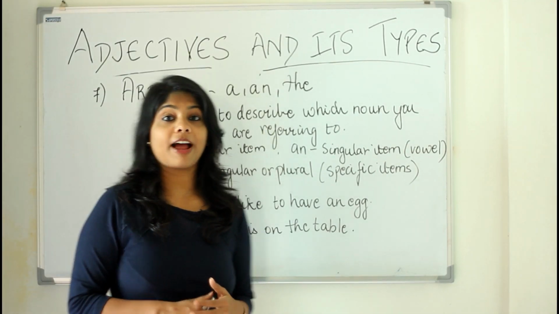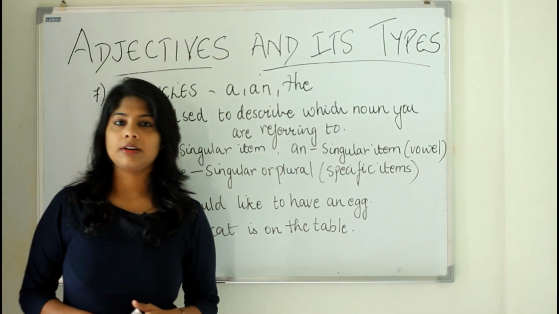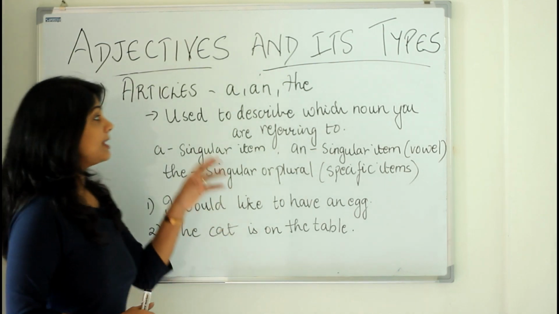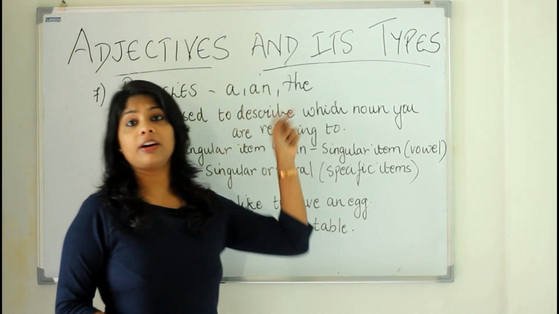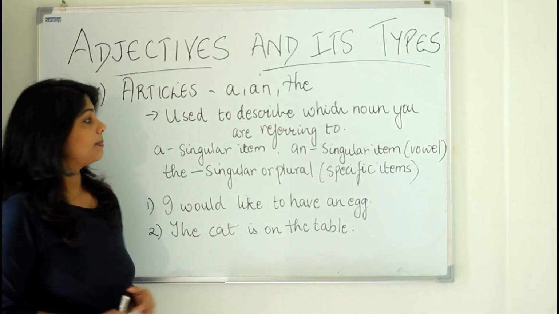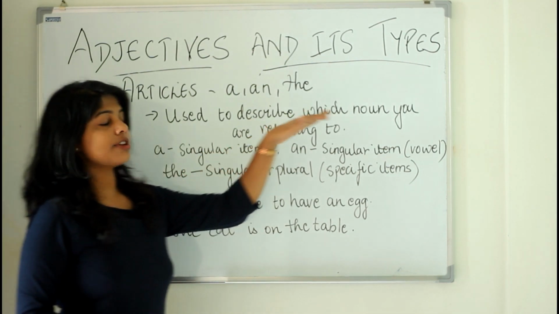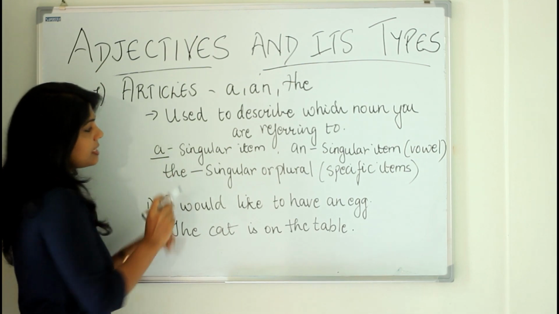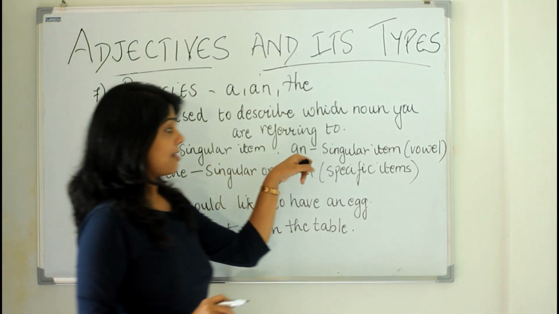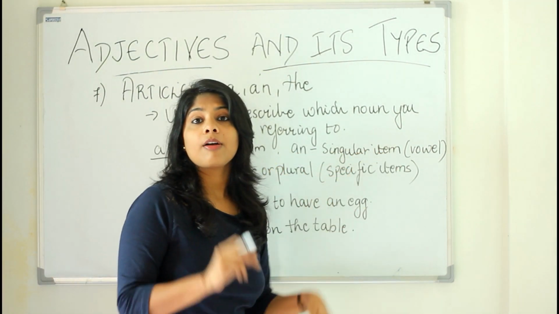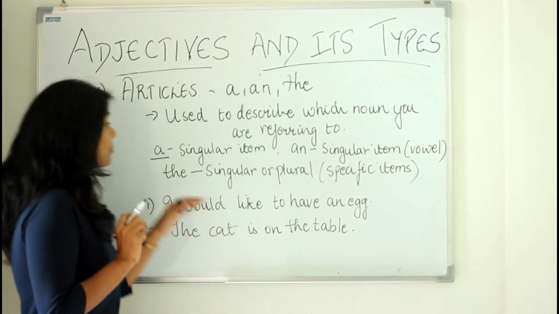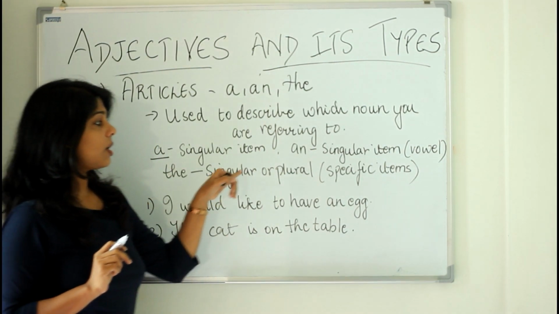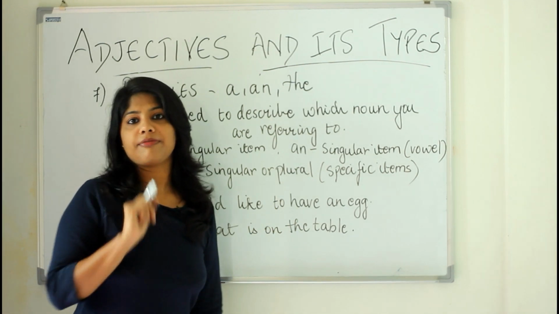The next type of adjectives are the articles. Surprising, isn't it? But yes, the articles a, an and the also act as adjectives. They are used to describe which noun you are referring to. For example, a refers to a singular item, an refers to a singular item which begins with a vowel, and the can be singular or plural for a specific item.